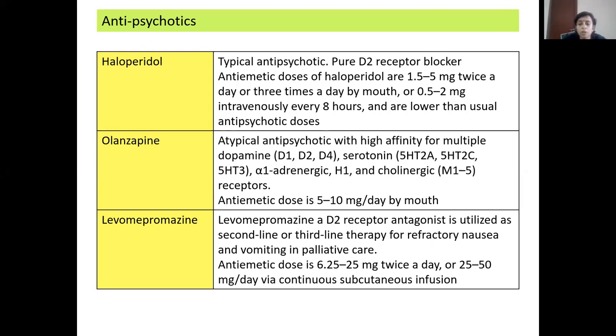Olanzapine is another atypical antipsychotic, very useful in refractory nausea and vomiting. It has a broad spectrum of action. Almost all the receptors are involved in the action of olanzapine. Very effective when you have intractable or refractory nausea and vomiting. Levomepromazine is not available in our country, but it is a very strong D2 receptor antagonist.